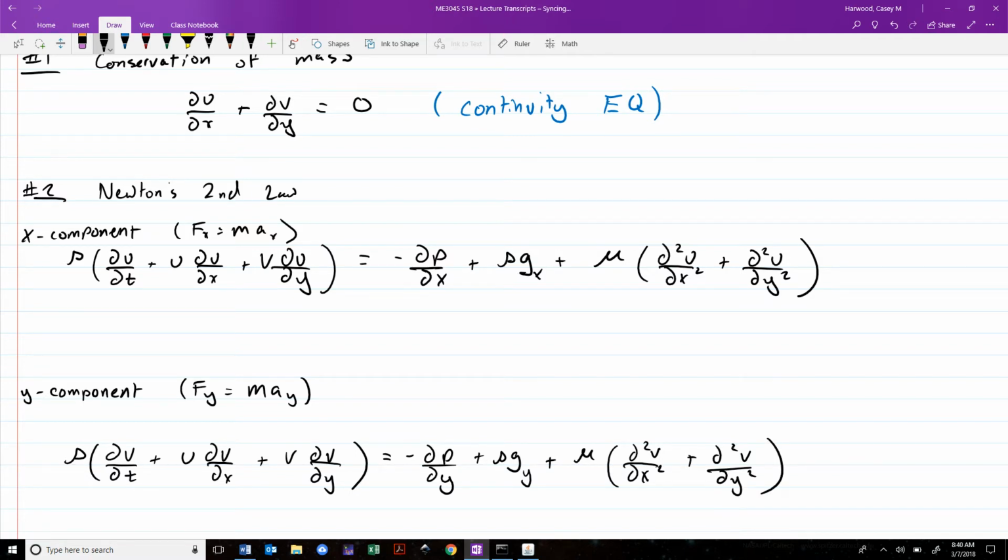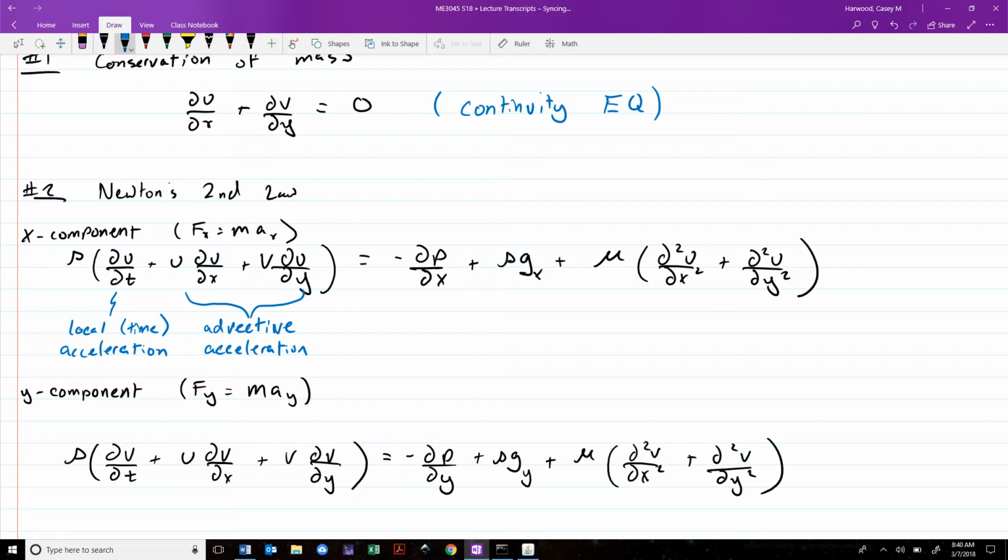So we have our x and y components of momentum conservation, where the idea here is this first term is our local unsteadiness. So we would call this the local or time acceleration. These two terms here would be called the advective acceleration in fluids. Sometimes we also call this the convective acceleration.